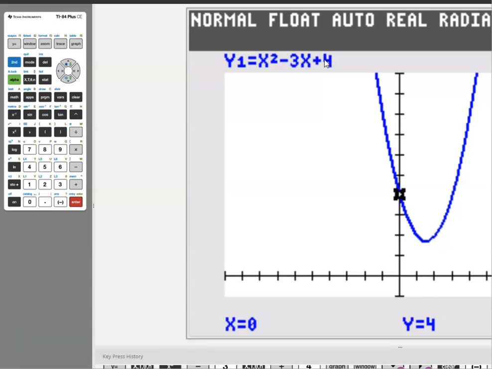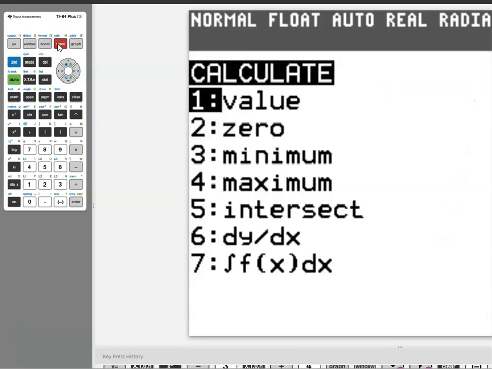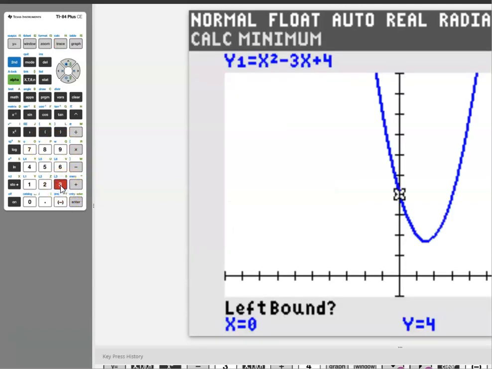Okay, next I want to find the vertex. I'm going to go back to second calc, and I know it's going to be a minimum because I looked at the shape. Here's a minimum. I need to find that vertex. I'm going to say, let's see, it says left bound. Left bound says, is the cursor to the left of the lowest point? It is. So I don't have to move it.